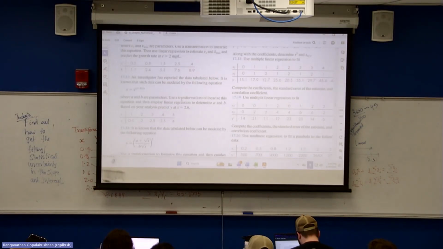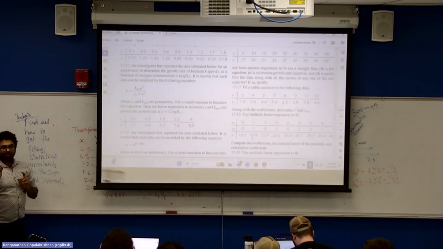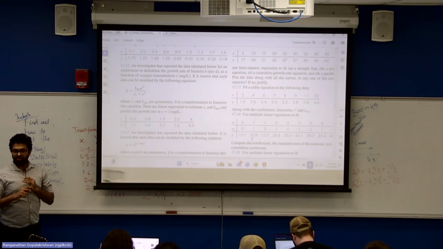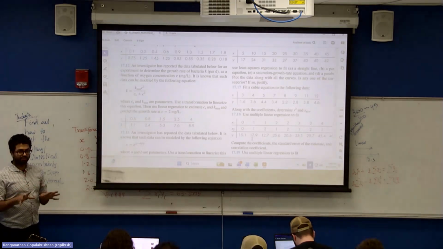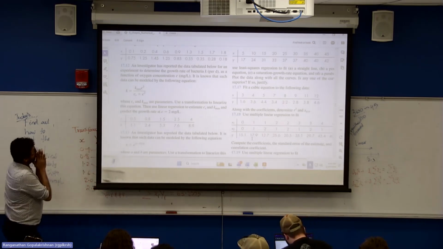Okay, we are looking at problem 17.12. We know only one tool, linear fitting. Somehow we have to reduce every problem to linear fitting. That's our mission. Okay.